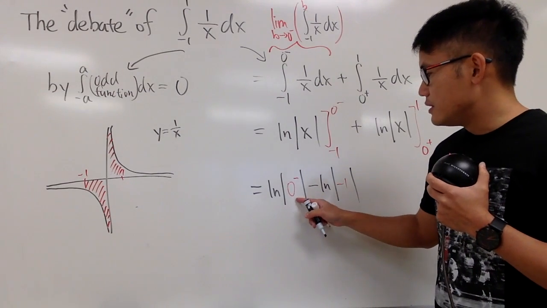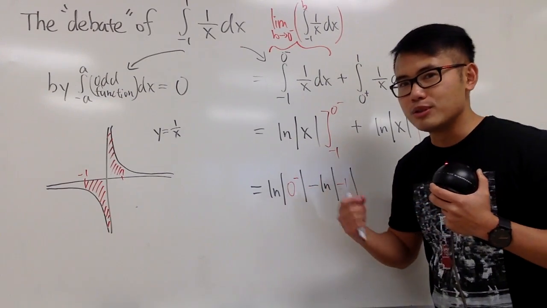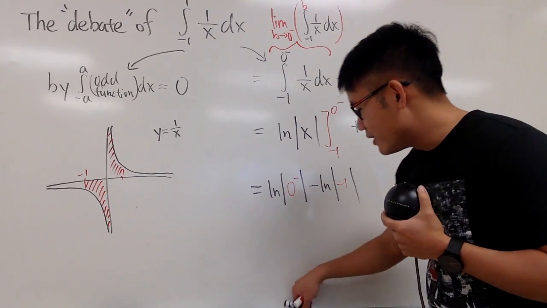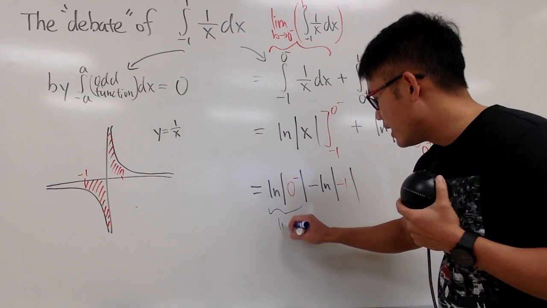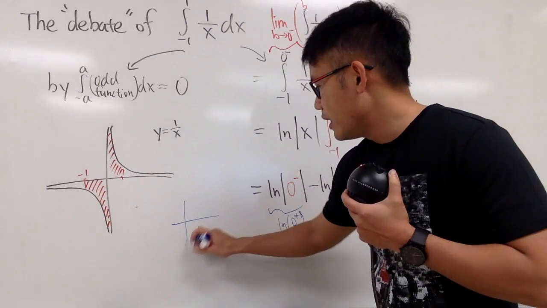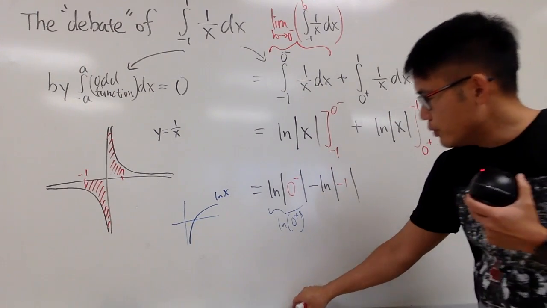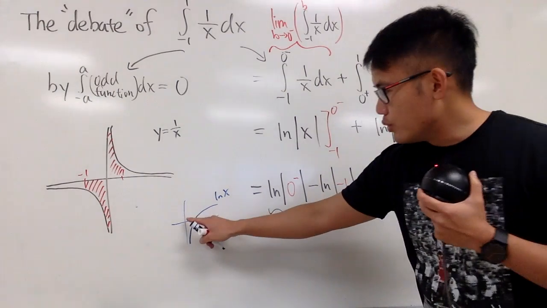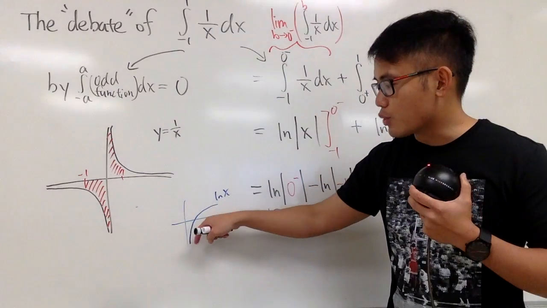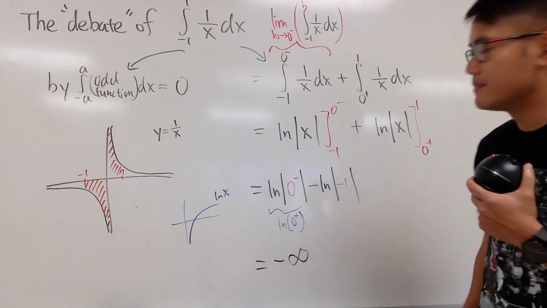What's ln of 0 minus? Well, 0 minus is just like negative 0.0001, and because of the absolute value, it becomes positive, right? So this right here, you can interpret it as ln of 0 plus, and to get this, you have to look at the ln graph, which is like this. This is the ln x graph. When you approach 0 from the right hand side on the ln graph, you get negative infinity because the graph goes straight down. So the first part is negative infinity.